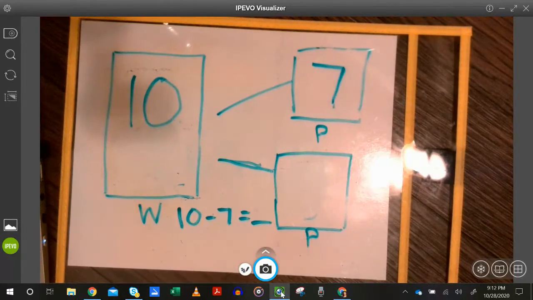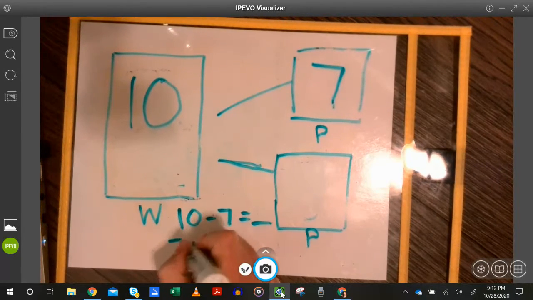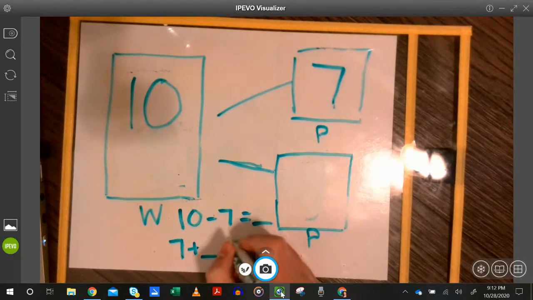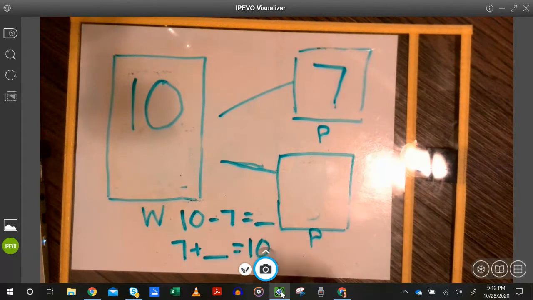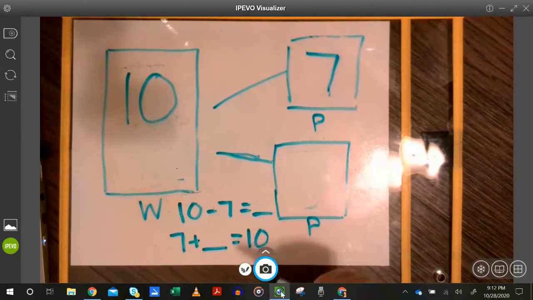Okay, we're going to think of this as an addition problem. So we have the whole minus a part equals a part. Well, if I take two parts and put them together, 7 plus my missing part, then I know it's going to make my whole. Part plus part equals whole. So 7 plus something equals 10.